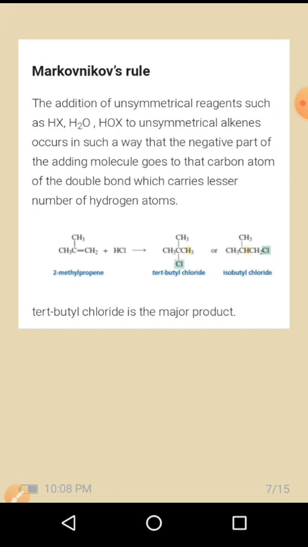So here 2-methylpropene, when reacted with HCl, will form tertiary butyl chloride and isobutyl chloride according to the Markovnikov rule. So this one becomes the major product and this one becomes the minor product.